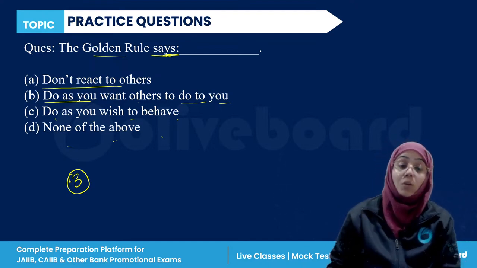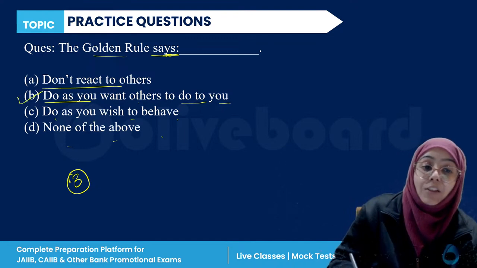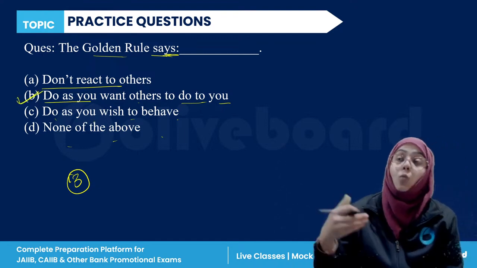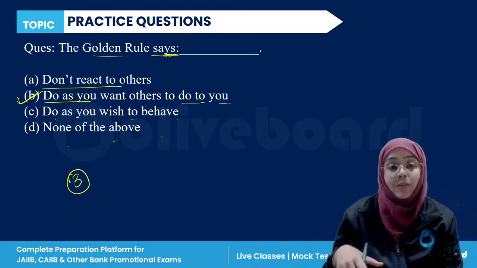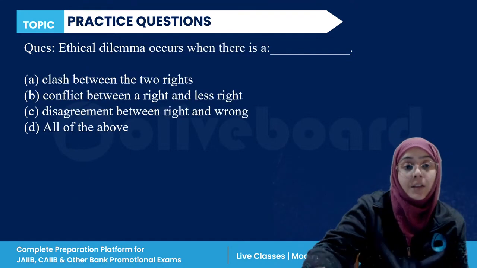Okay, so the golden rule says that do as you want others to do to you. Obviously, so B is the correct answer.